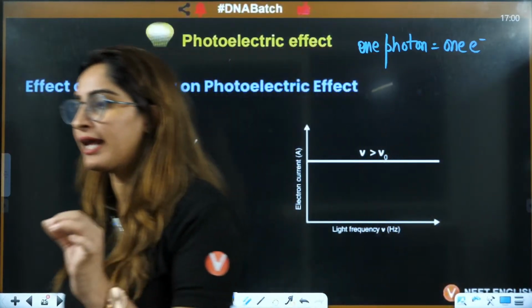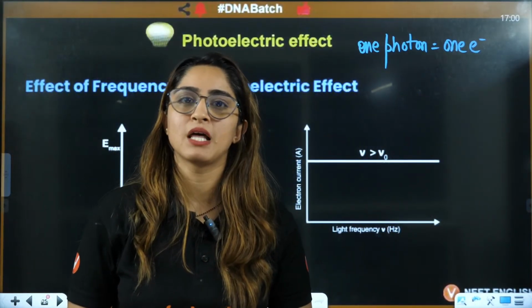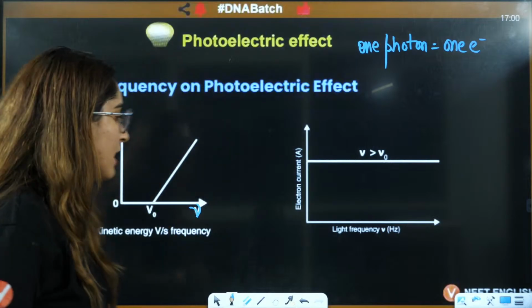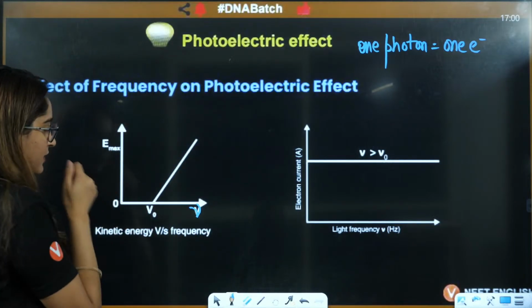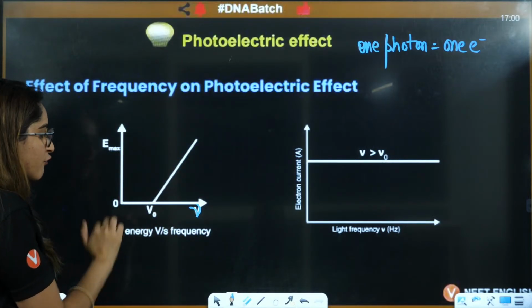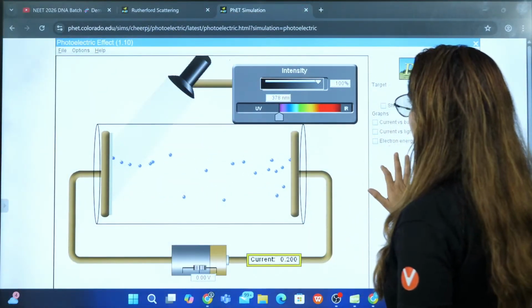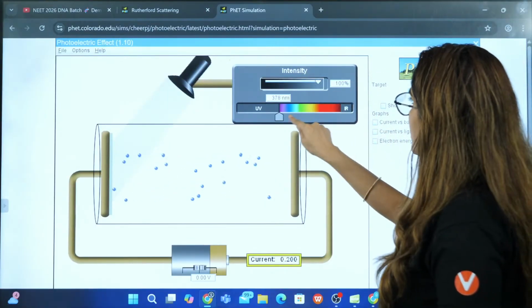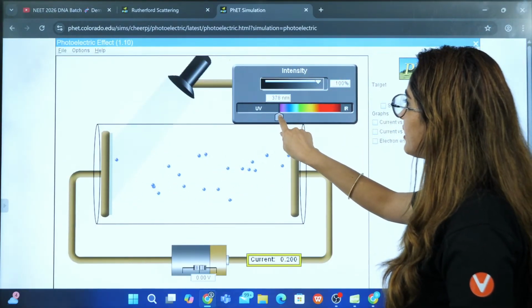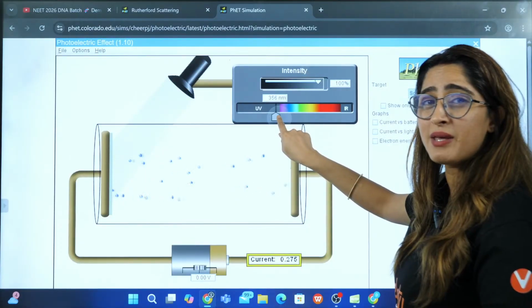One photon will take out only one electron, right? So if you are increasing, let's say, the frequency, let's change the frequency. You have a sodium atom; I have fixed the metal. Now I'll increase the frequency. Increasing frequency means decreasing wavelength.